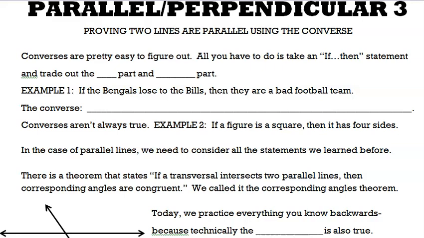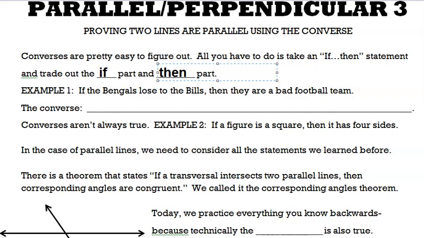We've got to talk about what that word means, and then we're going to use it. It's actually not that hard of a term, especially when it comes to math. Converses are pretty easy to figure out. All you've got to do is take an if-then statement, so if this, then that, and trade out the if part and the then part. They're just going to switch.